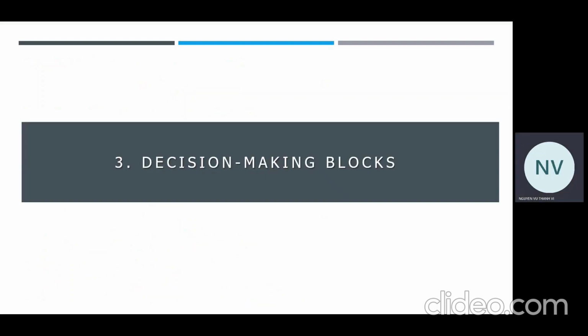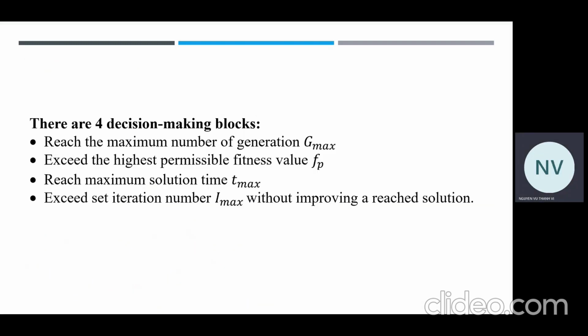We move to the third step, which is the decision-making points. We have 4 decision-making points. First, we need to reach the maximum number of generations Gmax that we give to our system. Second, the highest permissible fitness value, along with the maximum solution time Tmax. Third, the set iteration number Imax without improving a found solution.